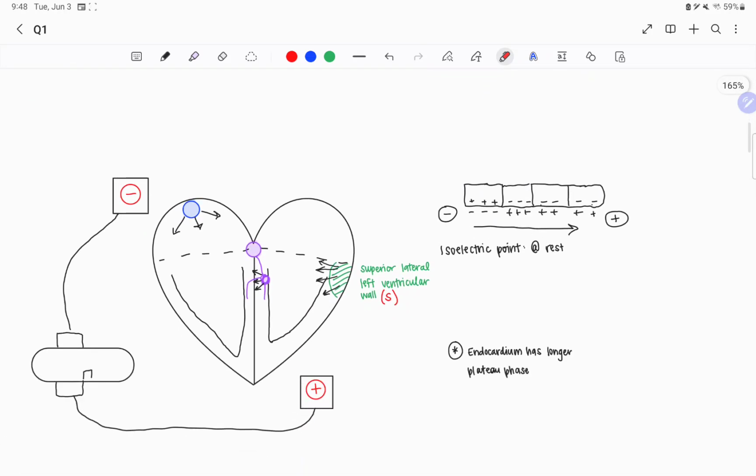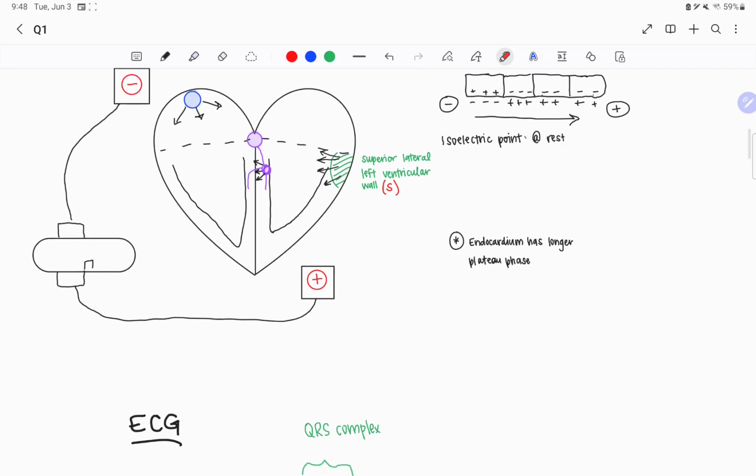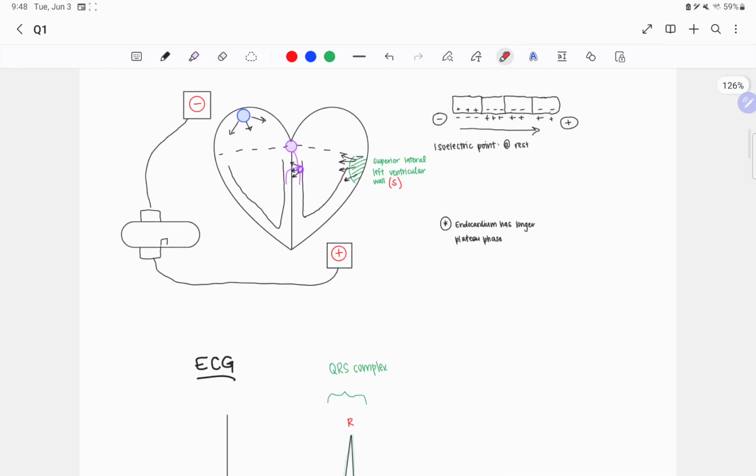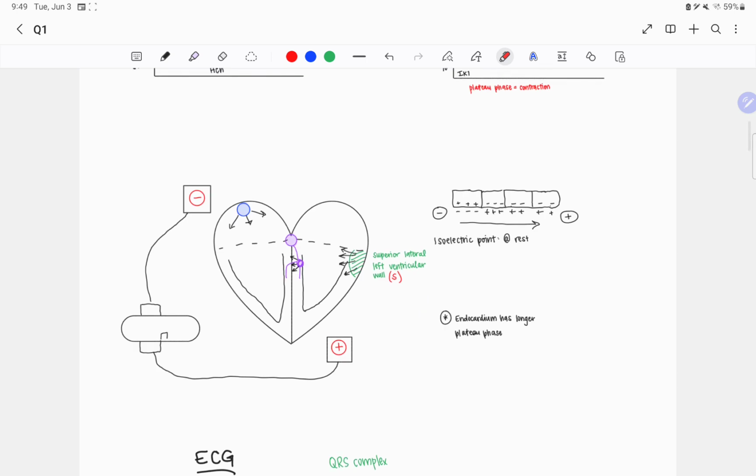Okay, so now we're going to move on to what it looks like in our heart. We're going to talk about ECGs here. ECGs are not measuring action potentials. What they're measuring is the charges on the outside of the cell, or in the ECF. So normally, on the inside of a cell, it's negative, and then it's positive on the outside. So when a cell is depolarized, I'll draw it out.